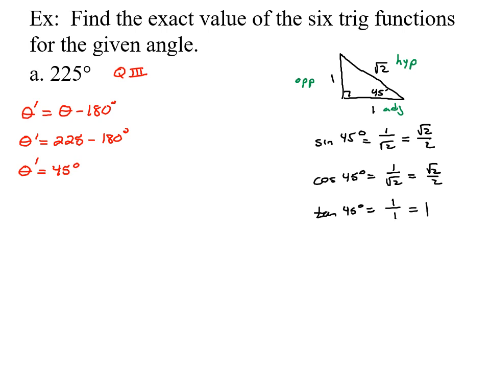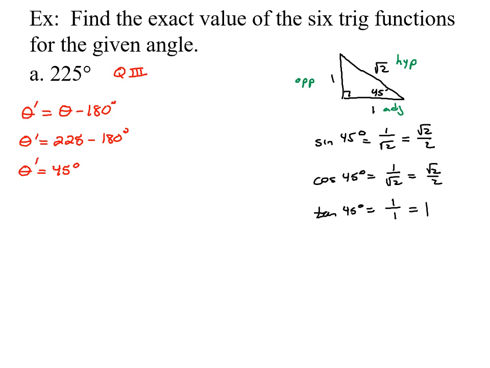Now, when I do these, I only do the first 3, sine, cosine, tangent, because I'm going to adjust them to the 225 anyway, and then I'm going to flip them over. So there's no real point in doing secant, cosecant, and cotangent on the reference angle part. You can if you want to. I just don't.